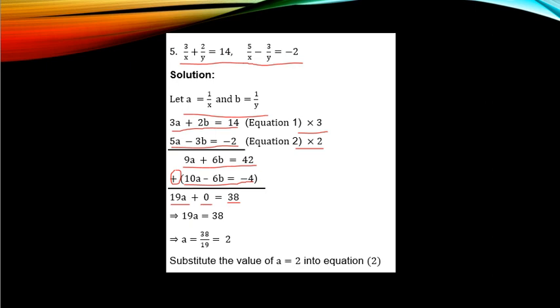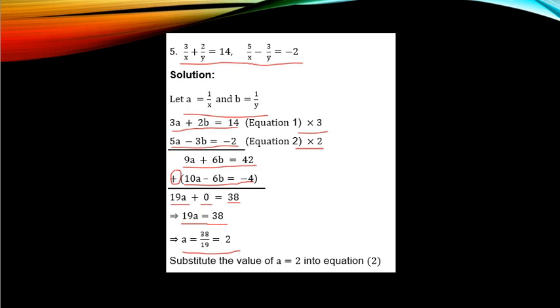And if you add 19a to 0, you have 19a equal to 38. To get a, divide both sides by 19. So a is equal to 38 over 19, and that is 2.